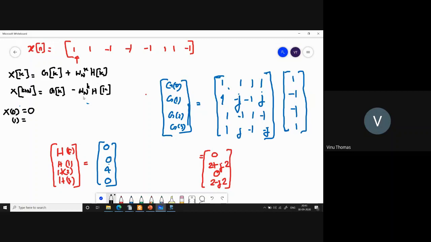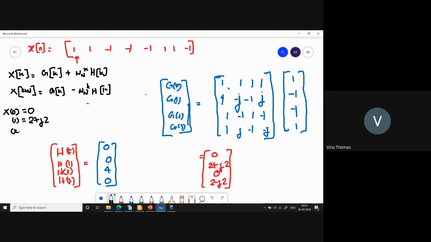So x of 1, you have to write what W8 is raised to. You have to write in terms of W8. X of 1 is equal to, what is x of 1? What is the second term here? 2 plus j2 plus W8 raised to k into h of 2 is 0, right? So x of 1 would be 2 plus j into 2, right? Is it understood?